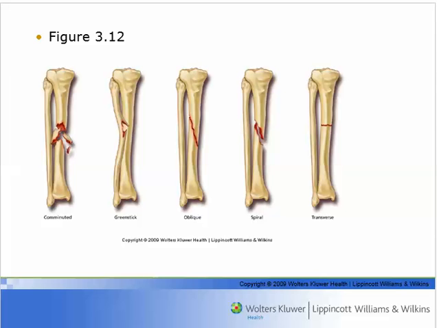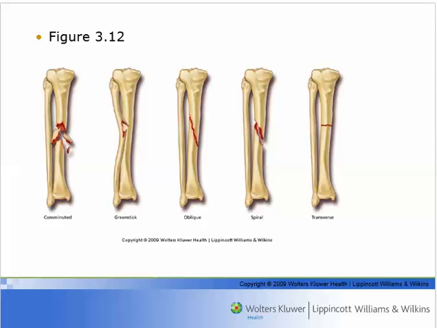The one beside it, the next one to the right, is called a green stick fracture, and it's called that because it's just like trying to break a green stick. The bone will bend, and it'll fracture along the area that has the most stress on it, the most tension on it, but it won't fracture on the compressed side. So it fractures like a green stick.